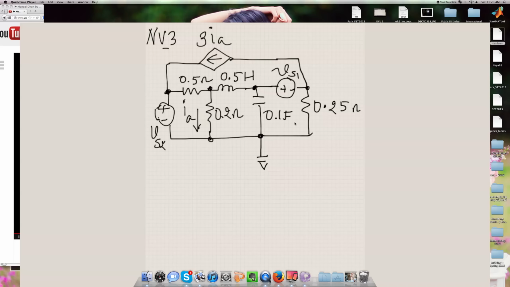Alright, so let's recap this circuit, shall we? On the top we have 3 times I sub A as the output of the diamond. And I sub A is the current that's flowing from this node, which is node number 2, onto the floor, which has 0.2 ohm resistance on its path. Node number 1 is here. In between 1 and 2, we have 0.5 ohm resistance. In between 2 and 3, we have 0.5 Henry inductance. And between nodes 3 and 4, we have PS1, the first voltage source.